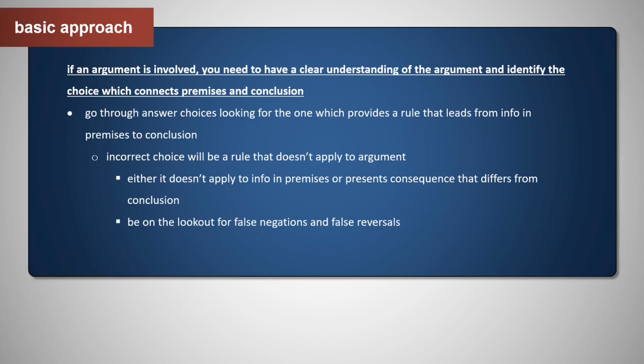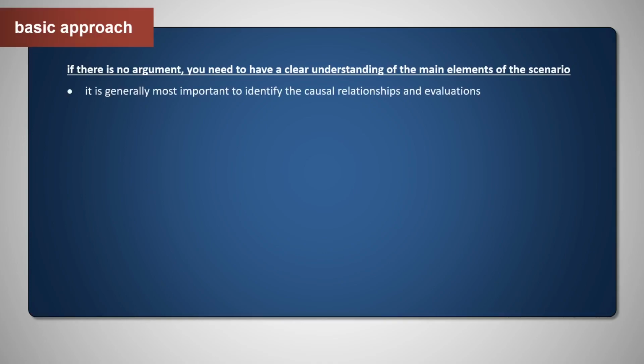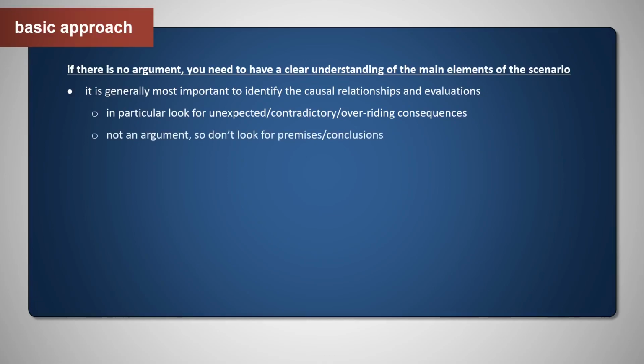Now, if there's no argument, you need to have a clear understanding of the main elements of the scenario. So it's generally most important to identify the causal relationships and the evaluations that are involved in terms of whether something's good or bad, etc. In particular, you want to look for unexpected or contradictory or overriding consequences if they give you a causal premise or a causal process. So it's not an argument, so you're not going to look for premises and conclusions. You're going to be looking for these more fundamental elements, these main elements, not necessarily the premises and conclusions, because it's not an argument.